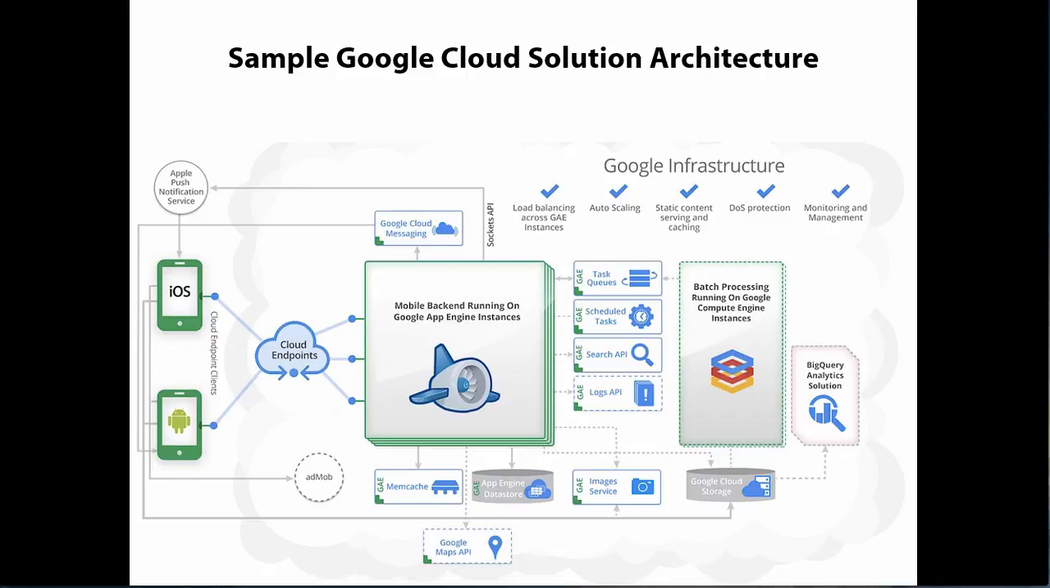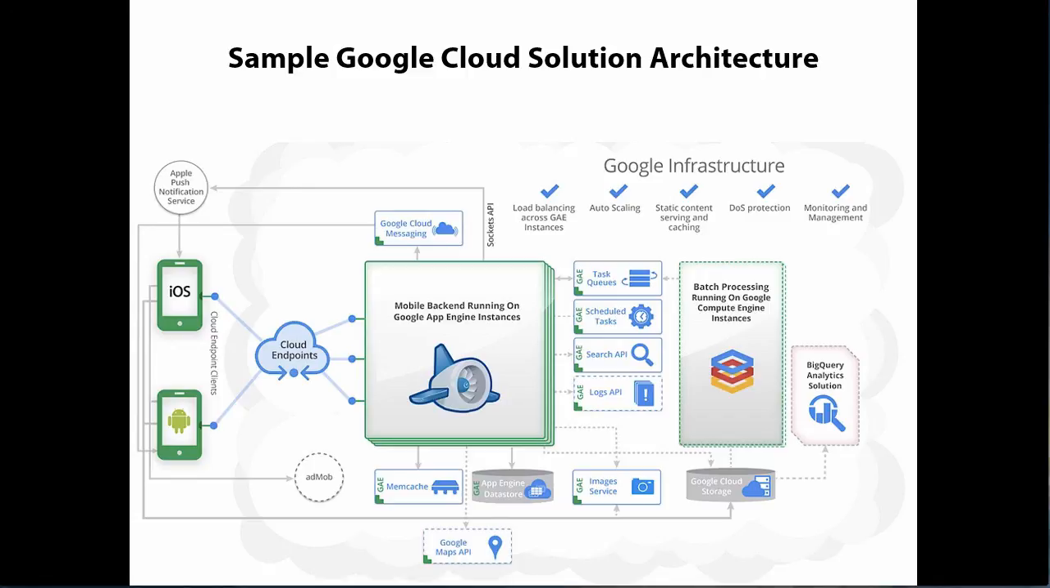And then we're doing our batches on Compute Engine, and we're running BigQuery against that data that's being associated with Compute Engine. So it's a big data sort of processing solution. And you can see up at the top, it talks about the load balancing, which is going across all GAE instances, because the diagram is showing multiple instances.